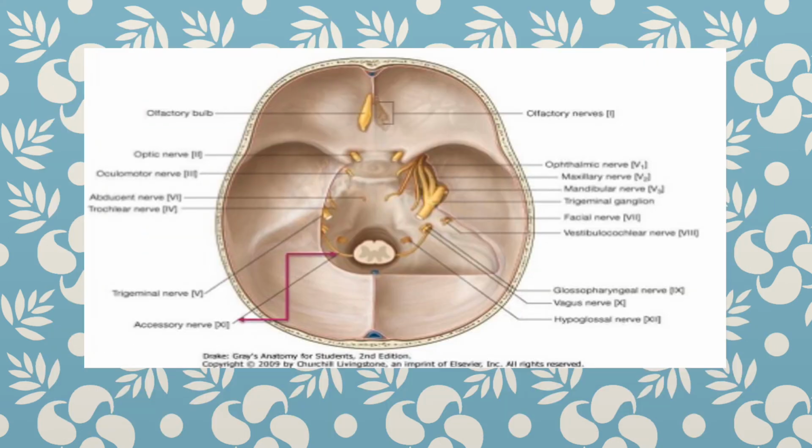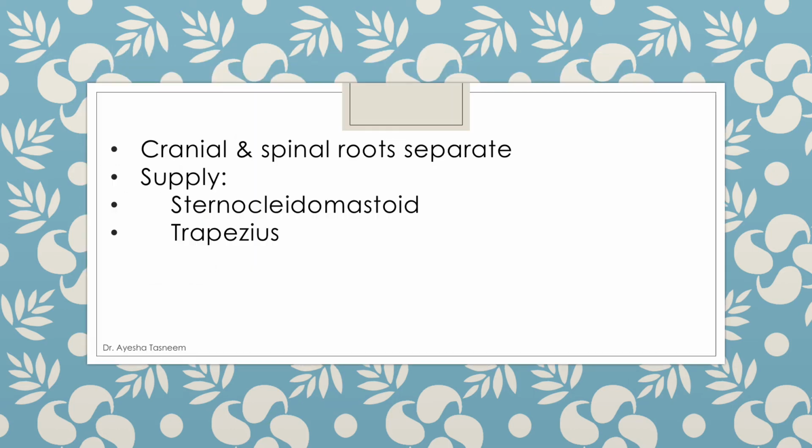Here you can see the accessory nerve that is coming out of the foramen magnum into the posterior cranial fossa. Then it will travel towards the jugular foramen. The cranial and spinal roots separate. The cranial root is distributed through the vagus nerve, and the spinal root supplies the trapezius and the sternocleidomastoid.